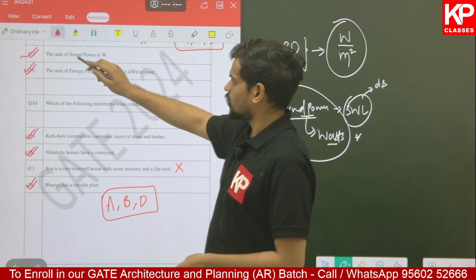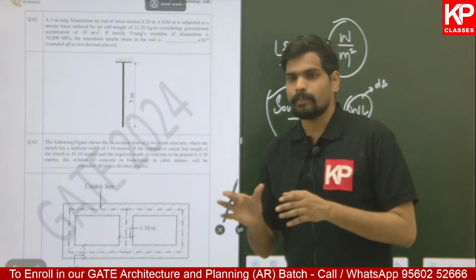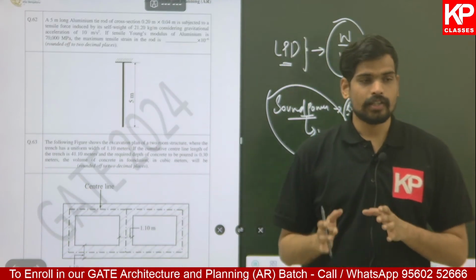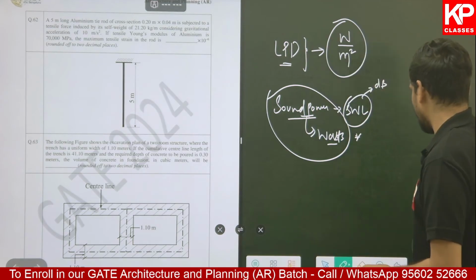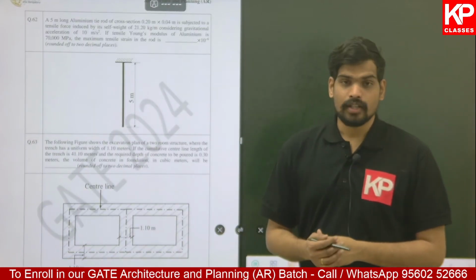Moving on to the next question, number 62. Now moving on to the numerical part, the last four questions are all 2 marks numerical questions. Let us try to solve them one by one. The first question, this is based on structures.